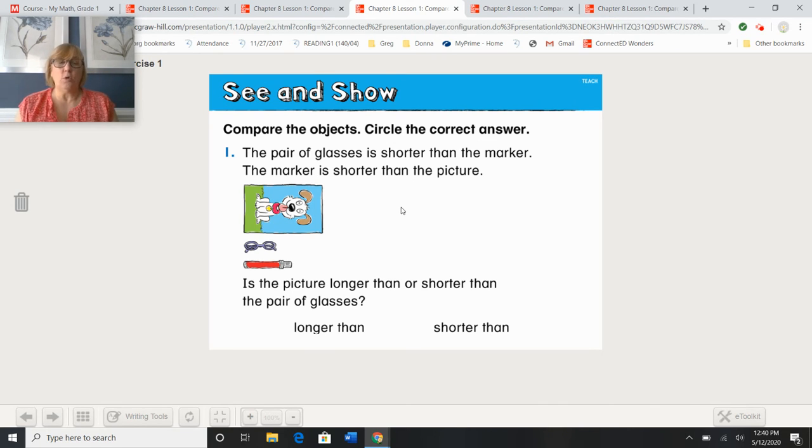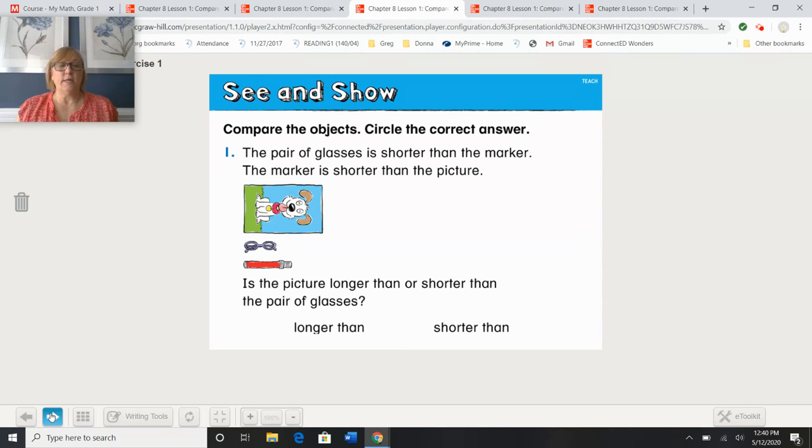But one of the things that you also have to get used to using is the proper words when you're comparing things, and listening to what it is they want you to compare and how they want you to give an answer. So the pair of glasses is shorter than the marker. Notice they're not in any kind of order, so you kind of have to think a little bit about this. And the marker is shorter than the picture. Is the picture longer than or shorter than the pair of glasses?